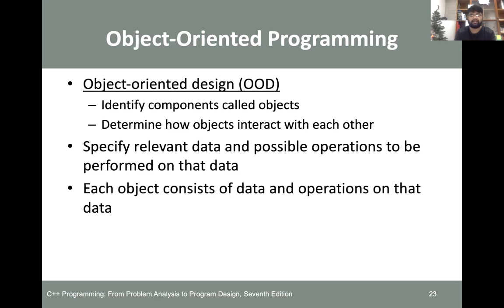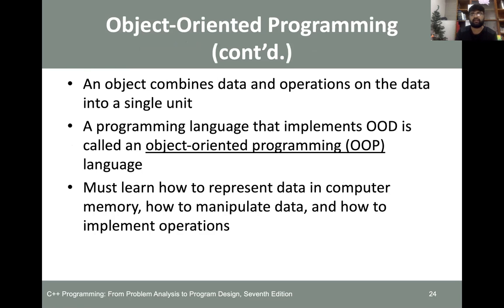So this is slightly a different paradigm, and we'll discuss it in more detail in the next semester. But for now, I think it's necessary to know that structured programming technique exists and object-oriented programming techniques exist. The object-oriented programming technique also specifies relevant data and possible operations to be performed on that data. Each object in a particular object-oriented programming language consists of data and operations on that data. So each object has two parts. One is the data and the other is, of course, operations. We'll discuss that when the time comes. So for the moment, I'm skipping it for now.